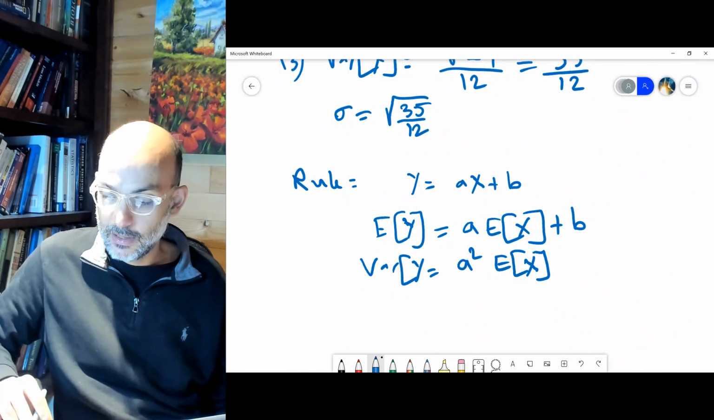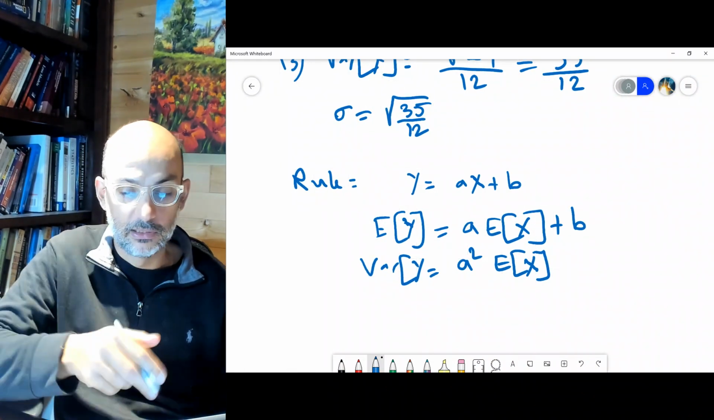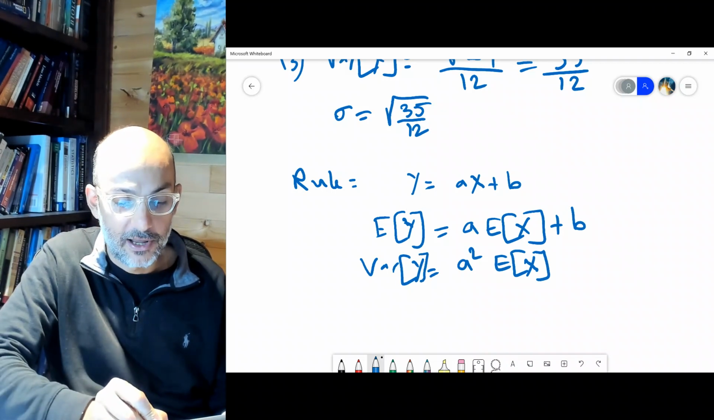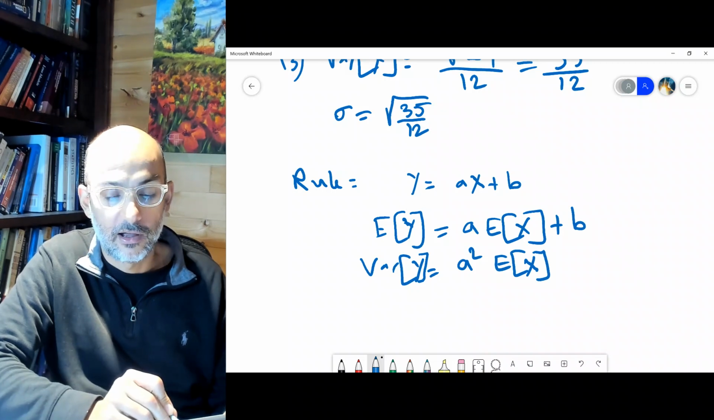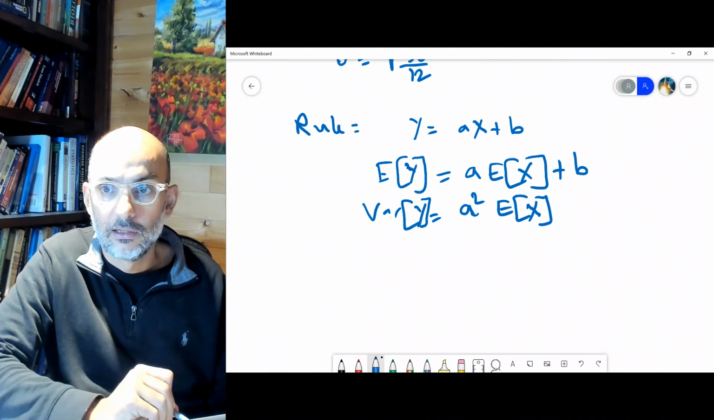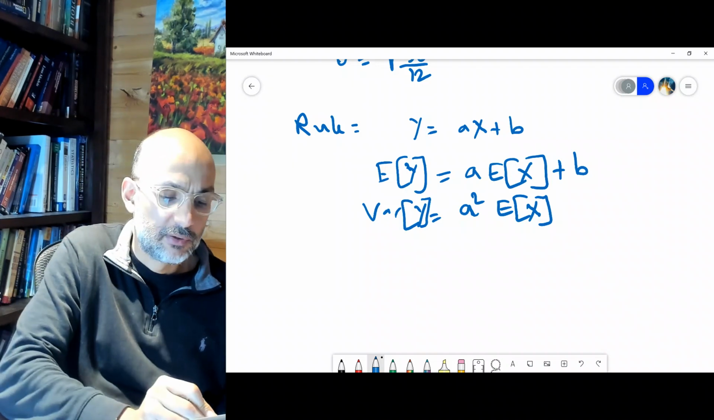And you can take also sigma based on it. You can take sigma, which is the square root of the variance, right? And this should be the absolute value of a times sigma of x. So let's take an example here, a quick one.